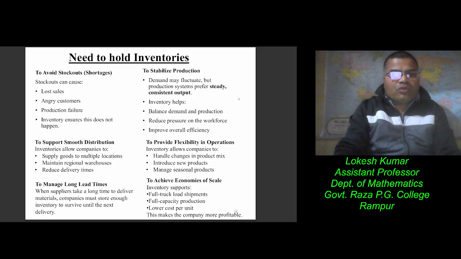To avoid stockouts or shortage. Stockouts can cause lost sales, angry customers, production failure. Inventory ensures this does not happen. To stabilize production, demand may fluctuate, but production systems prefer steady, consistent output. Inventory helps balance demand and production, reduce pressure on the workforce, improve overall efficiency.